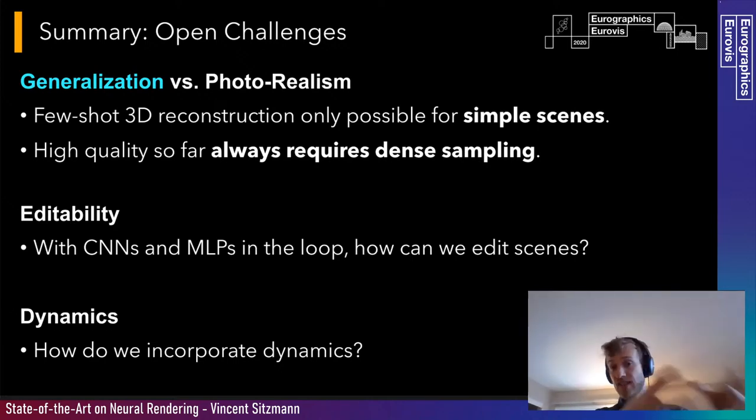If you have a mesh as a scene representation, you can edit it by hand. If your scene is represented by a neural network, that's a little bit harder. And finally, dynamics. How can we incorporate a time component into these models? And this is the summary of novel view synthesis. Thank you very much.